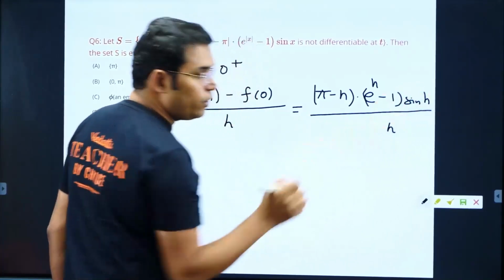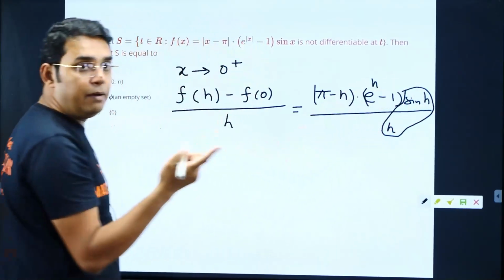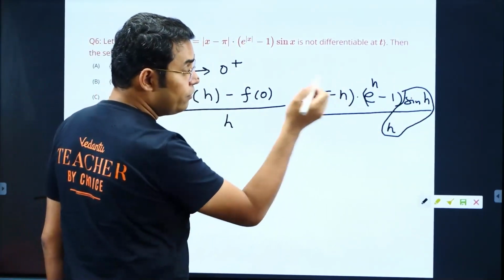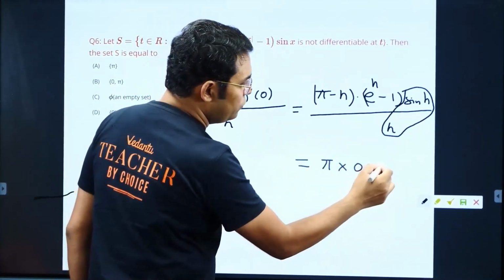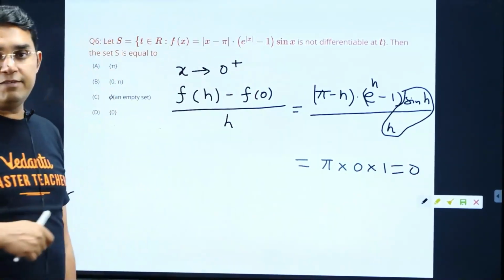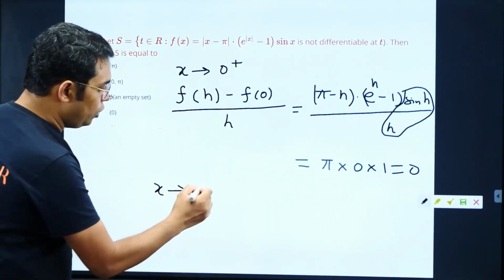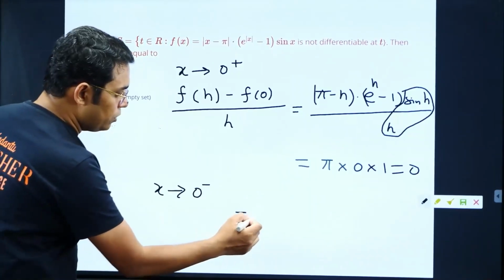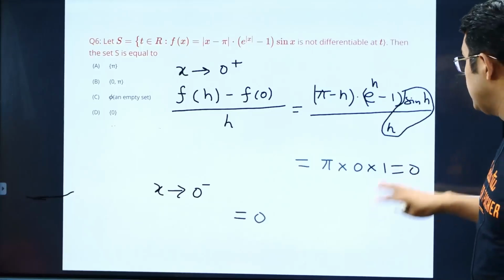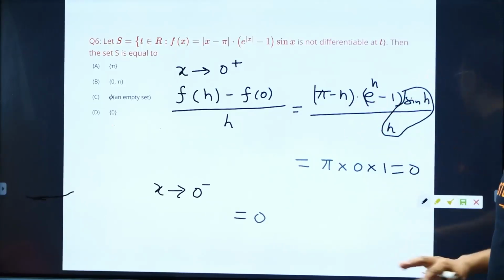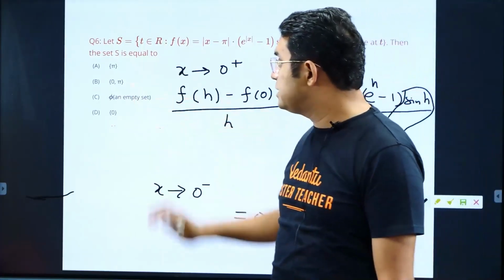Now sin h upon h is 1, and e power h minus 1 will be 0, so this entire thing becomes pi into 0 into 1. So you can check that the right hand derivative comes out to be 0 here. Similar to this, you can check for x approaching 0 minus also, that it will be equal to 0. Hence both the left hand and right hand derivatives are 0, and hence the function is differentiable at 0 also. So there is no point where the function is non-differentiable, so the answer is 5.